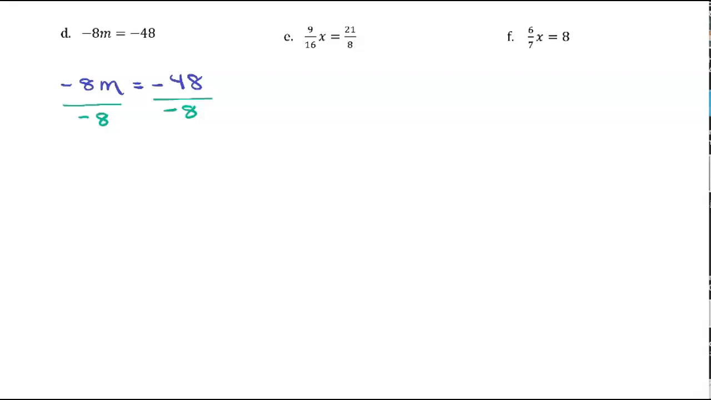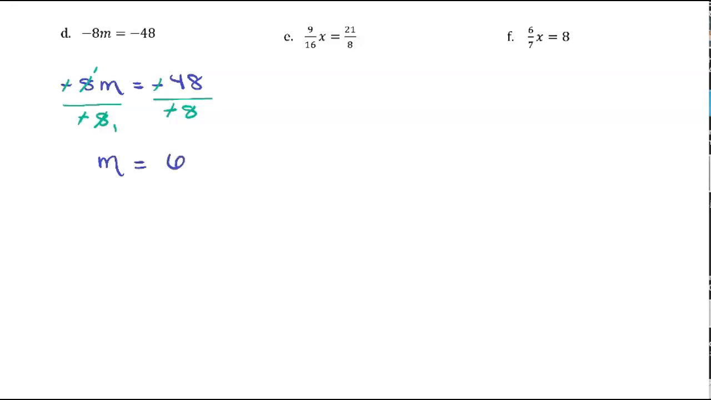Now I have a negative over a negative, which makes a positive. And I have 8 goes into 8 one time, 8 goes into 8 one time. Those simplify to 1. So now on the left side, I have 1 times m, or simply m. On the right side, I have a negative over a negative, and 2 negatives make a positive. That leaves me with 48 divided by 8, which is 6.